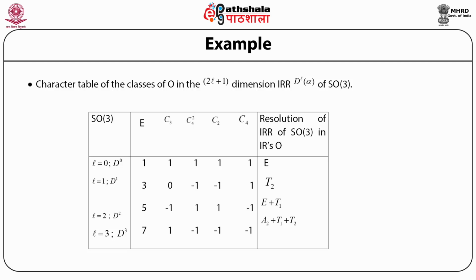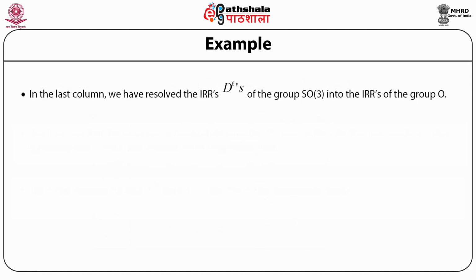And you can see that, for example, the representation D0 is equal to the representation A1 in O. So the irreducible representations of SO3 resolve as: D0 is equal to A1, D1 is equal to T1, D2 is equal to E plus T2, D3 is equal to A2 plus T1 plus T2. So in the last column, we have resolved the irreducible representations of the group SO3 into the irreducible representations of the group O. So what do we learn from here?